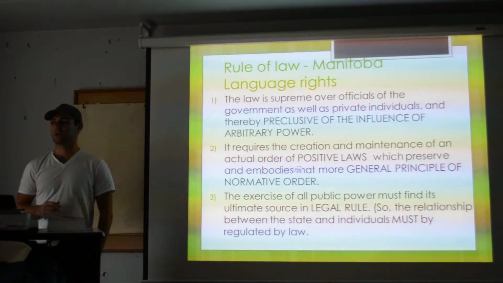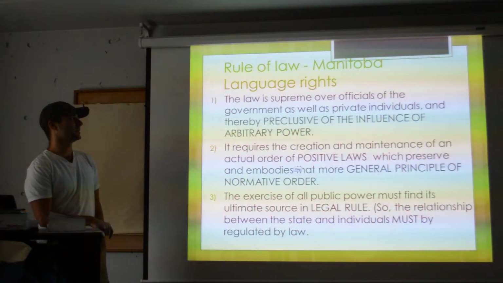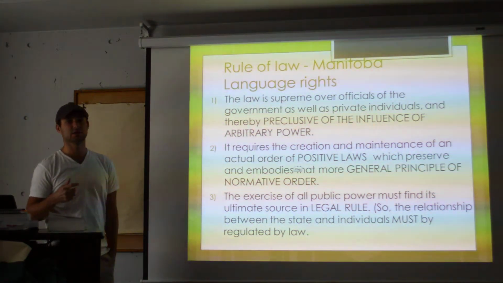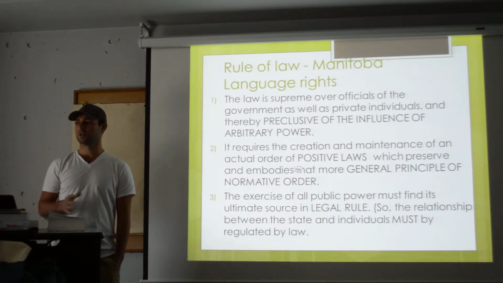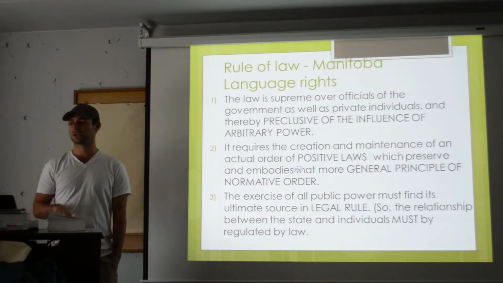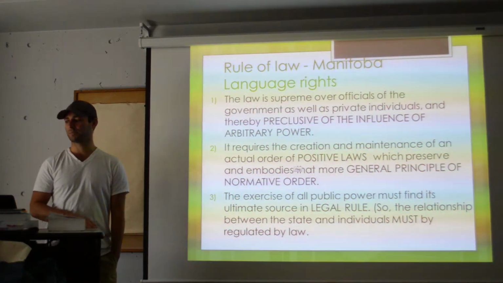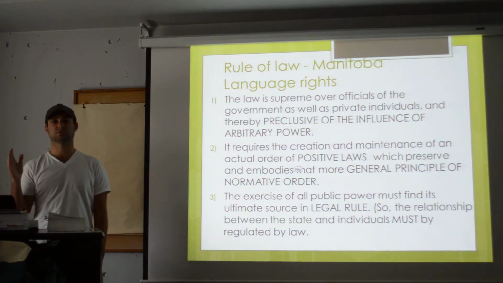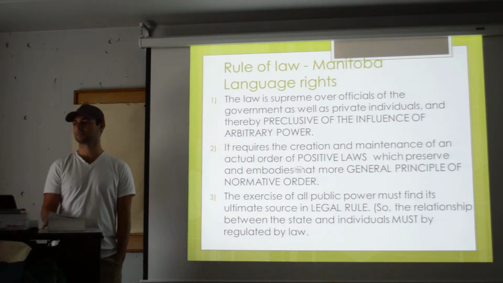So the rule of law. According to the Manitoba Language Rights case, the rule of law is supreme over officials of the government as well as private citizens, and it should not be an arbitrary power. It requires the creation of positive laws which preserve the general principle of normative order. And the exercise of all public power must find its ultimate source in legal rules. So the relationship between the state and individual citizens needs to be mediated by law.